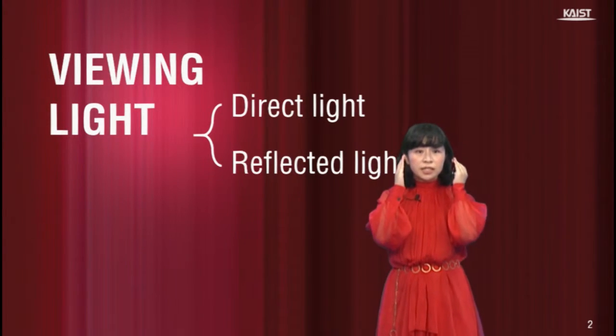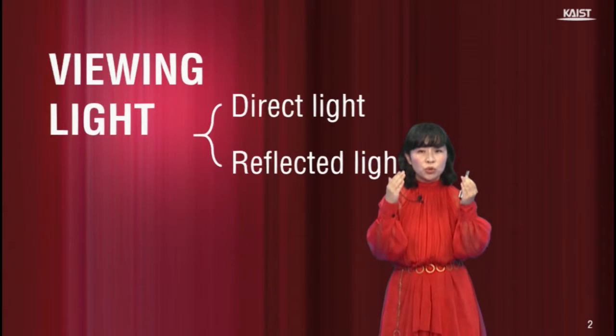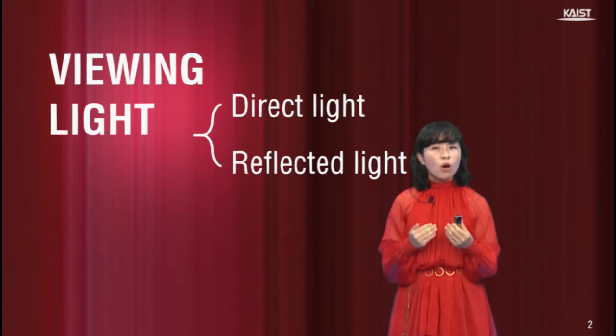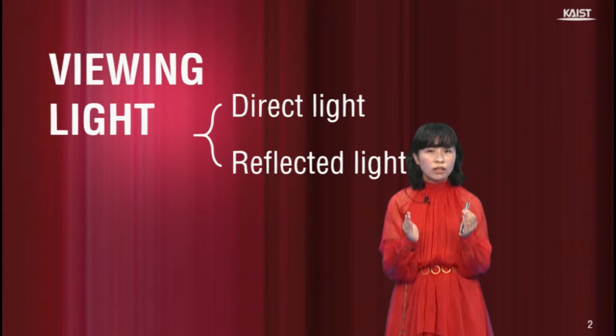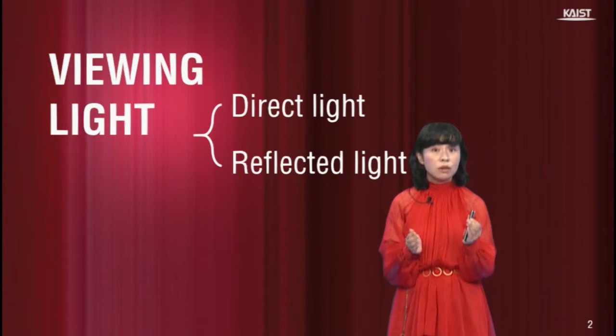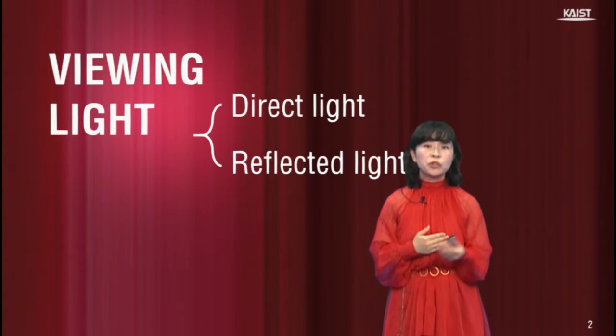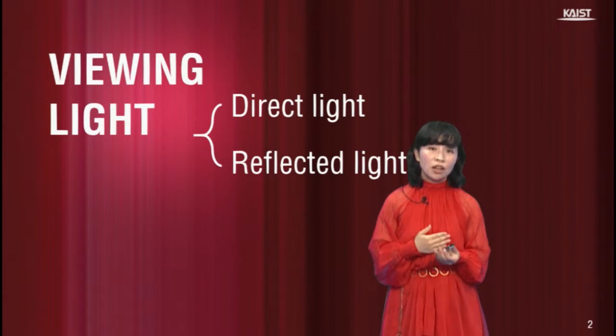However, our vision system always tries to optimize the vision adaptation. So how we judge the quality of direct light can vary. We will learn more about this in another video lecture, Constant Color Viewing.